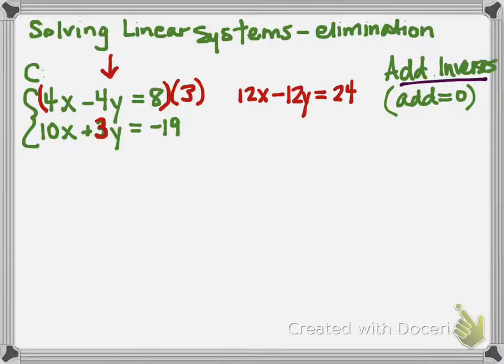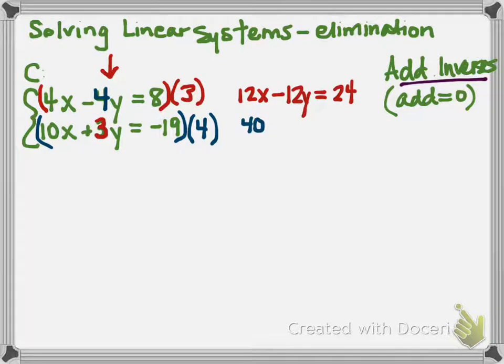And then I'm going to multiply the whole bottom equation by 4. So I multiply the top equation by the bottom coefficient and the bottom equation by the top coefficient, because look what happens when we do that.